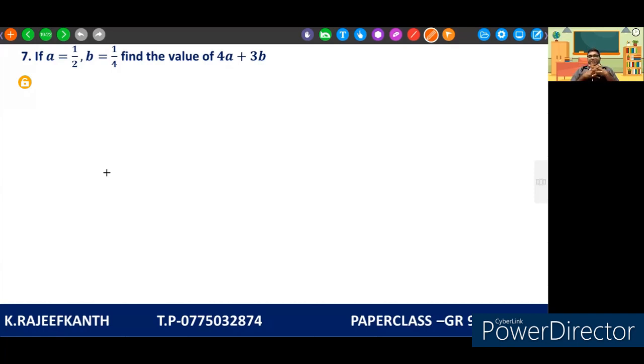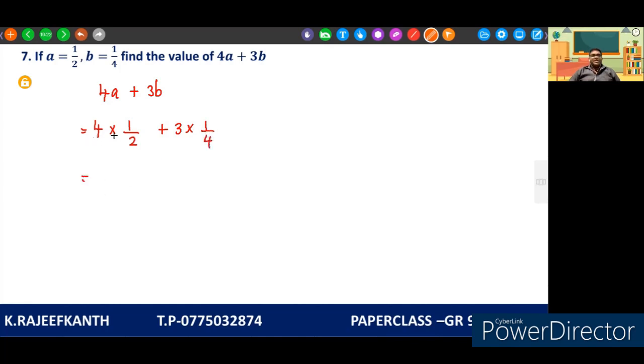Here there is an expression 4A plus 3B. We know that 4A is equal to 4 times A, and 3B is equal to 3 times B. Then by substituting these values, we can find the value of that expression. Here 4A plus 3B: 4 into the value of A, which is half, plus 3 into the value of B, which is quarter.